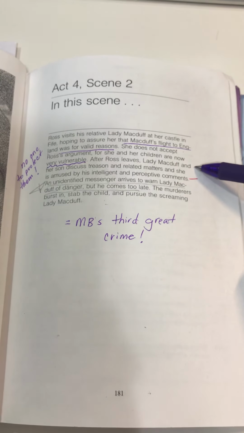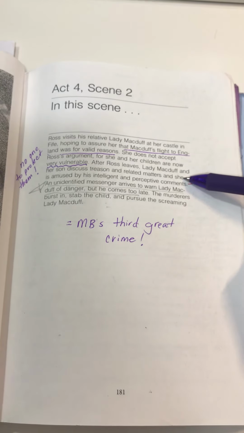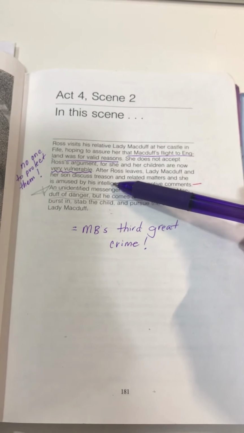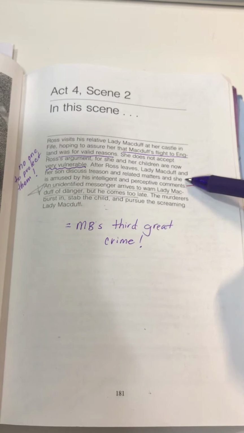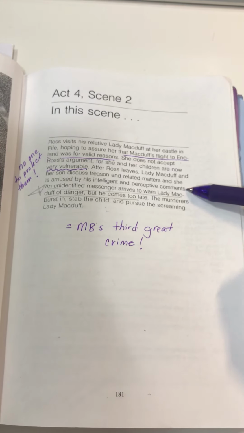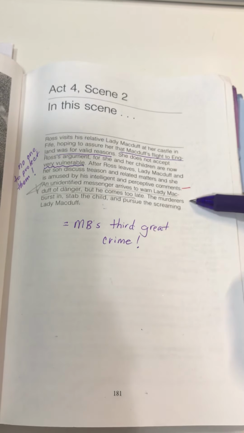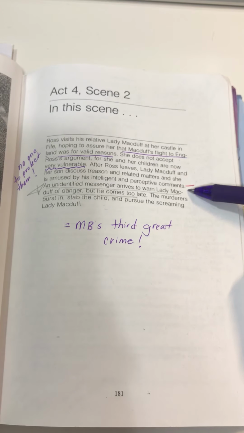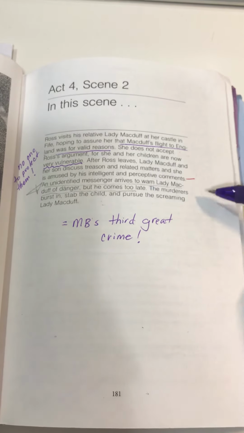After Ross leaves, Lady Macduff and her son discuss treason. Again, treason here is going against your king, which is what both Macbeth did and Macduff now has done, right? And related matters, and she is amused by her son's intelligent and perceptive comments. An unidentified messenger arrives to warn Lady Macduff of danger, but he comes too late. And again, this adds to all of the suspense, right?